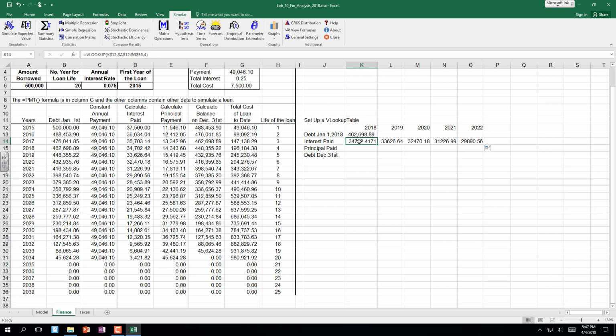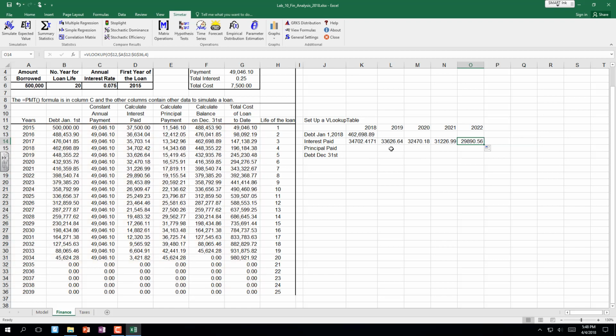Okay. Now, look at it. Here's what it's doing. It says, give me this number here. And I will look down this column until I find it. And then when I come across to the fourth column, that array, and it will give you that number. Okay? And if you get to year 2022, it'll give you the number over here.